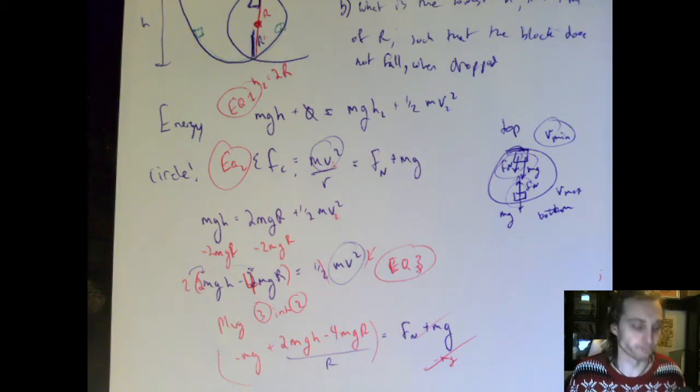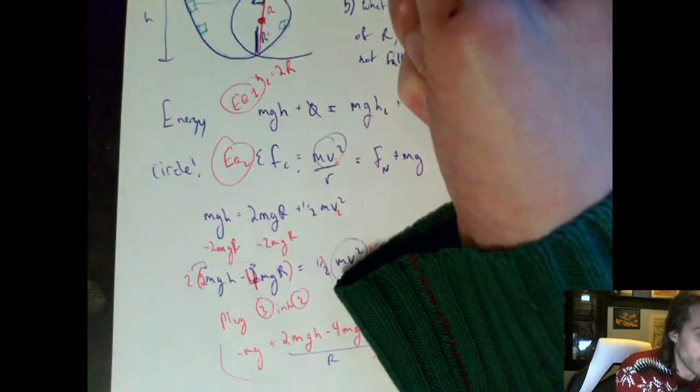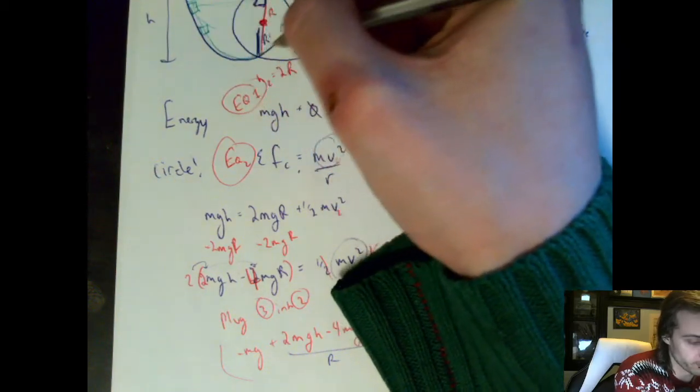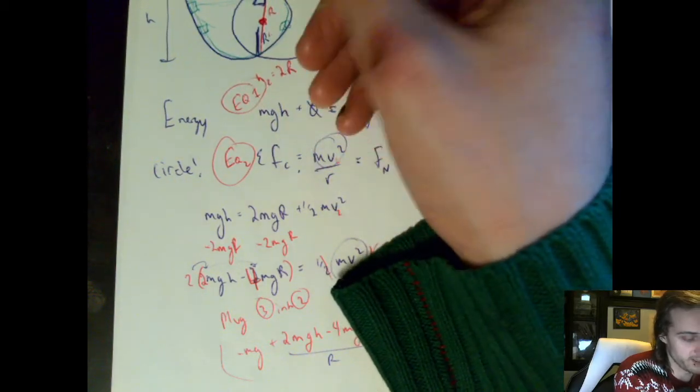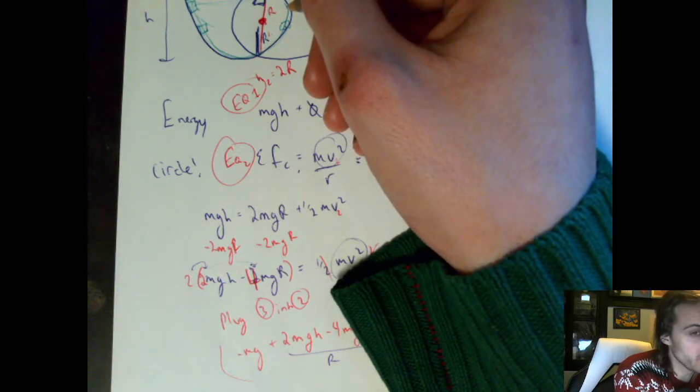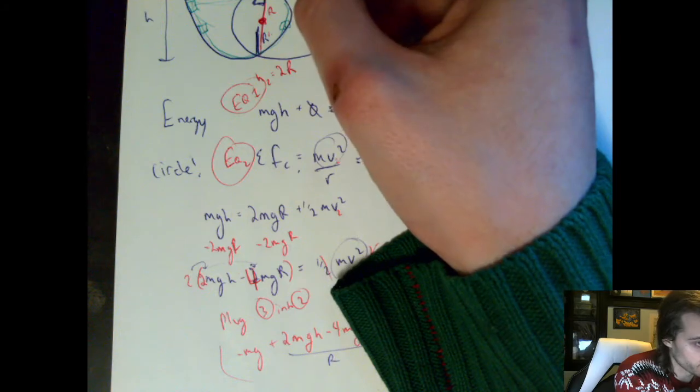So then the question becomes, well, why can't we just drop it from a height of 2r? And the problem is that if we do try to drop it from a height of 2r, it'll try to get up to this height, but as it does, it won't be going fast enough.